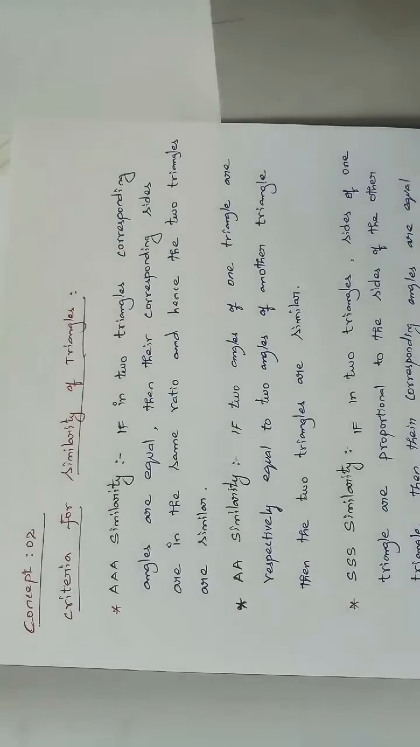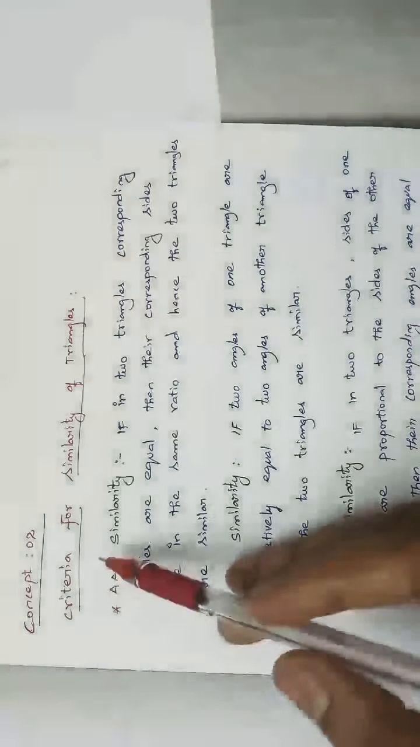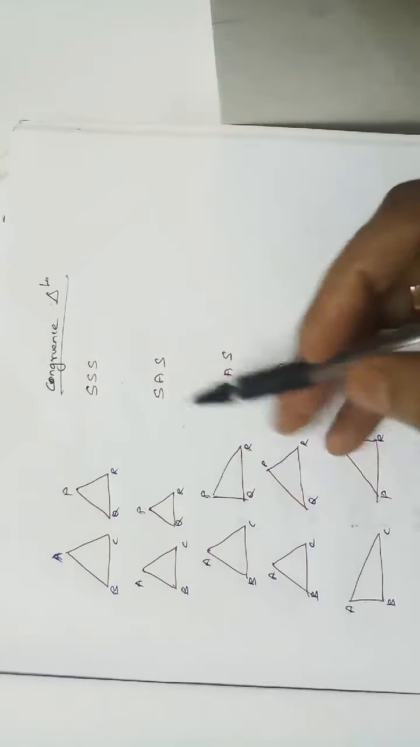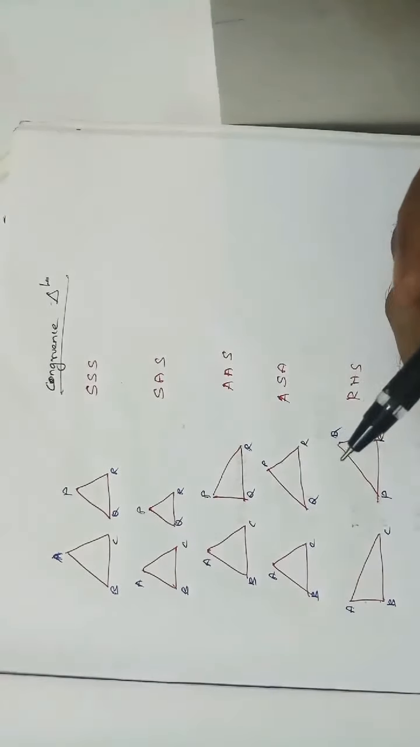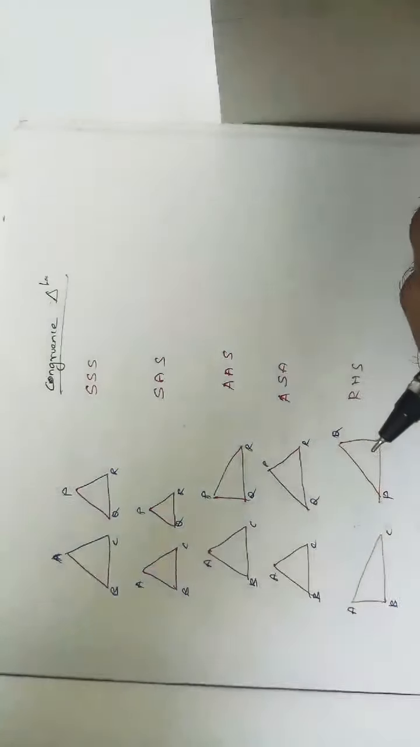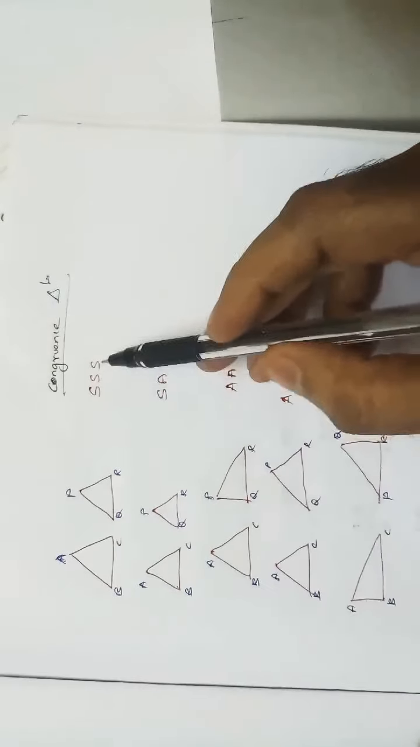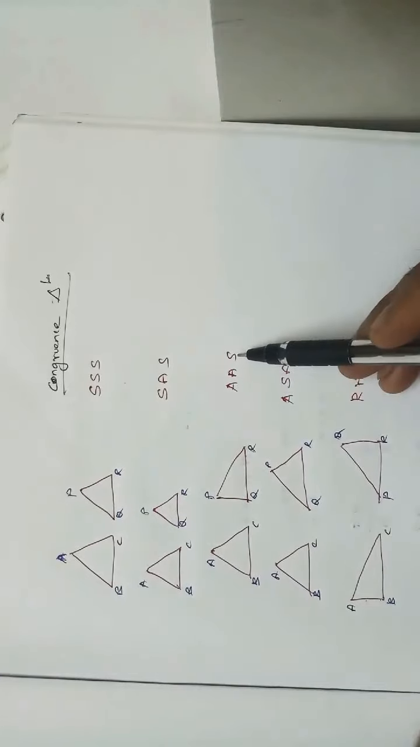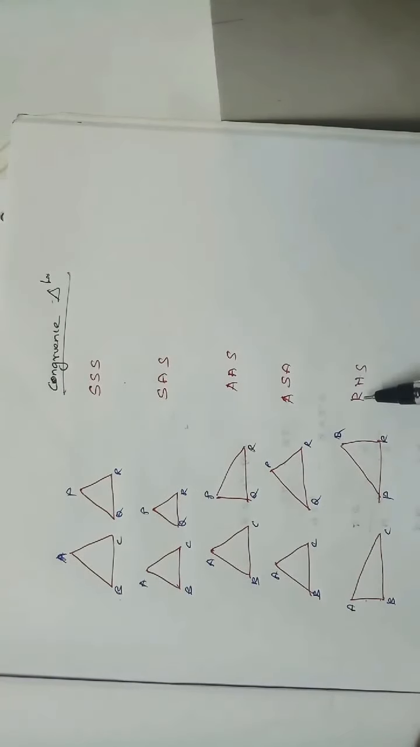Before entering into that, we will just recall the properties or conditions or criteria for congruent triangles. After that I will explain the criteria for similarity of triangles. In congruent triangles we are having 5 properties, 5 rules: side, angle, side; angle, side, angle; and right angle, hypotenuse, side.